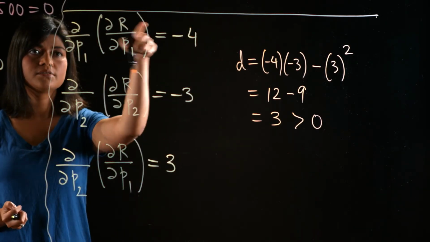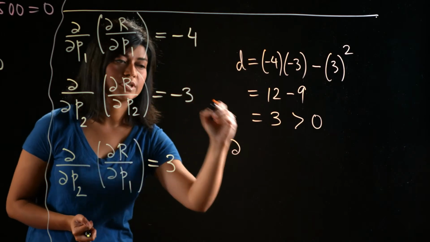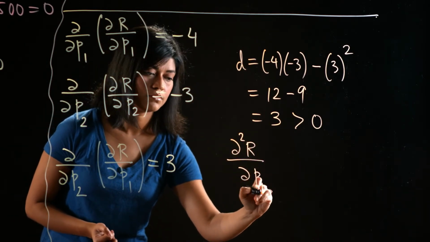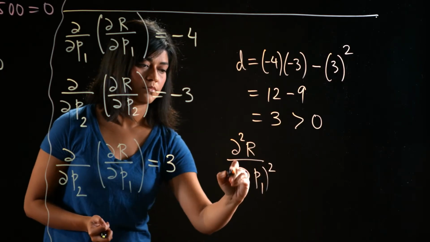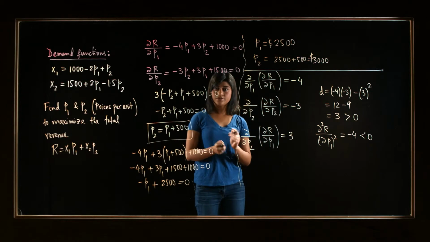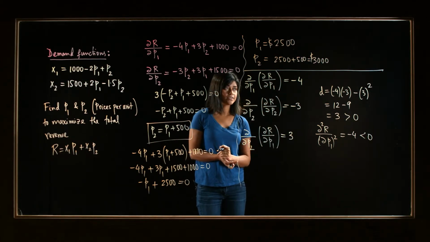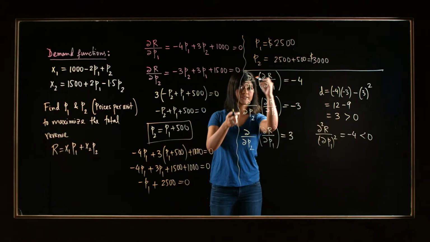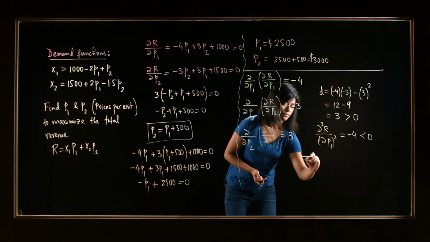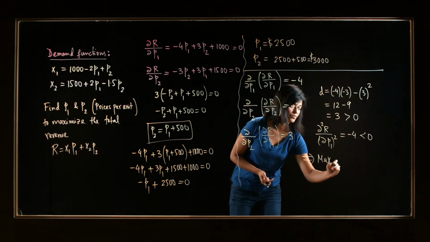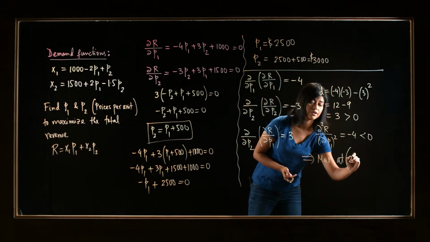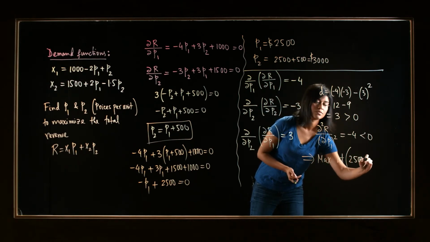And we know that the second partial is negative 4, so this is negative. And recall the second partial test. If D is positive and this guy is negative, that means it's a max. So we have a maximum at the point 2500, 3000.